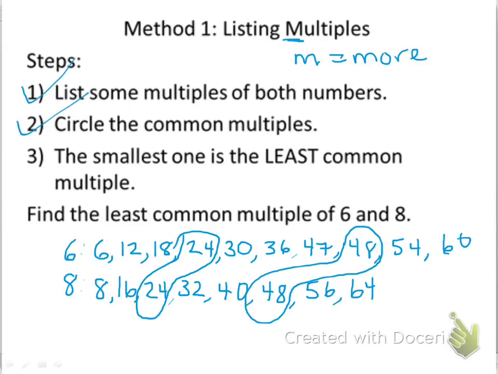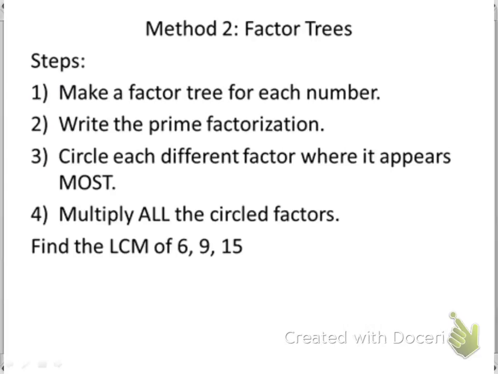The last step, the smallest one is the least common multiple. All right, well, our smallest one is 24, which means that the LCM of 6 and 8 is 24. Now, this method is straightforward. However, sometimes it's easy to make mistakes, or it can be hard to figure out where to stop. That's where the next method can help us a lot.